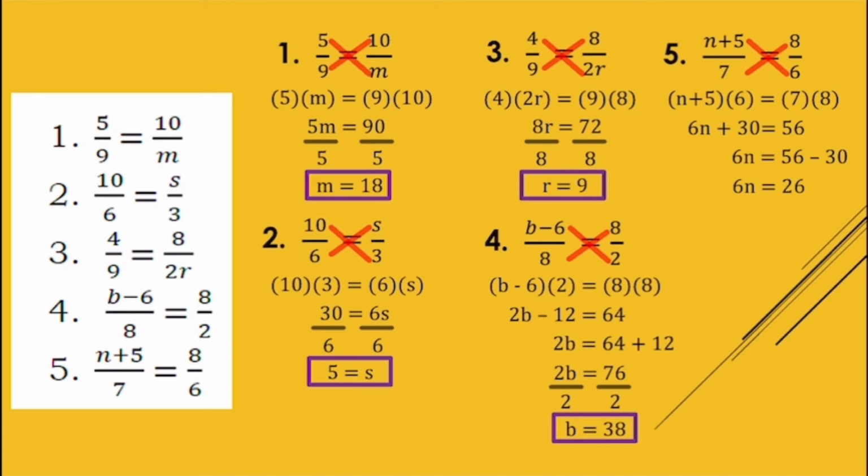Next, let's apply the division property of equality. So let's divide both sides by 6. So 6n divided by 6 is 1n or n, and we have 26 over 6. We need to find the lowest term, and the lowest term is 13 over 3. So therefore, the answer in number 5 is 13 over 3. Now, let's proceed to our next slide.